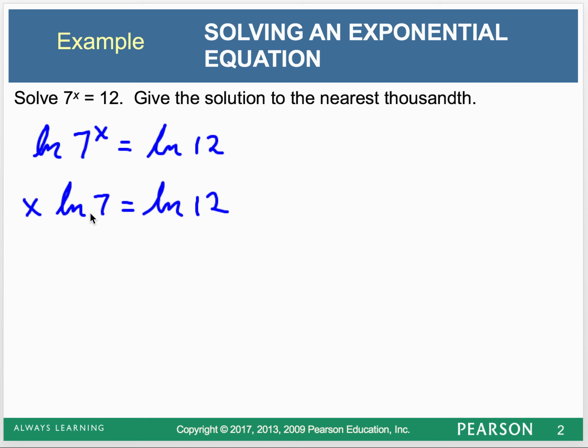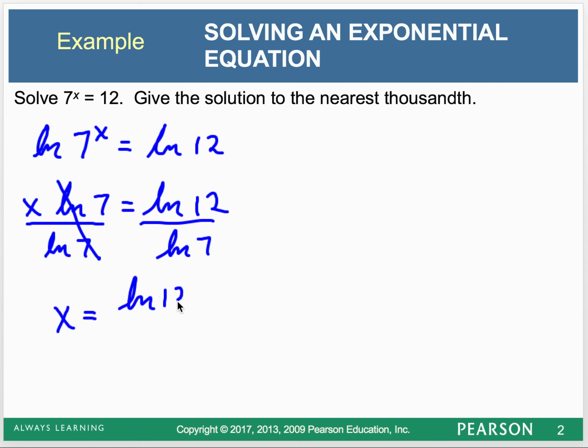Remember, this natural log of 7, that's some number. I just don't know what it is. It's like having 1/2 raised to the 4/3. It's a number. I don't know what it is, but I can figure it out. I can plug it in my calculator. But the x is what we're solving for. So let's divide both sides by natural log of 7. And x equals natural log of 12 over natural log of 7, and that we can put in the calculator.